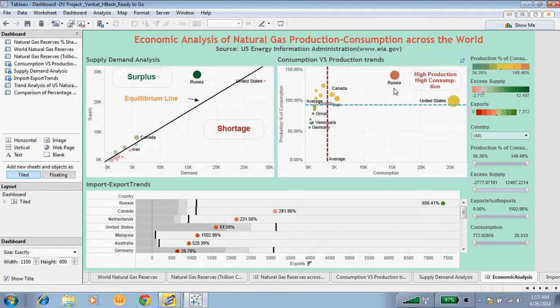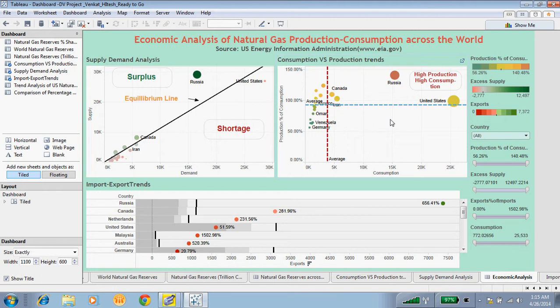And so these values can be used by any chief economist of any bank who wanted to actually study the microeconomic trends of natural gas production and consumption for further analysis.